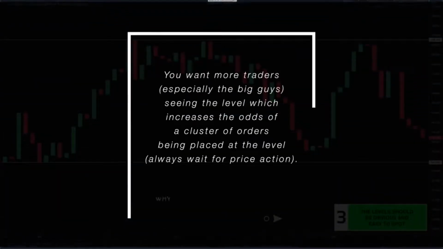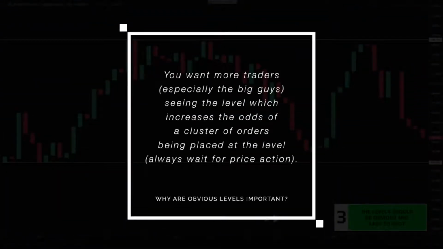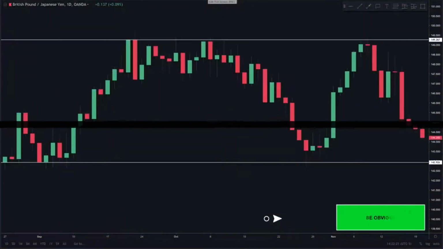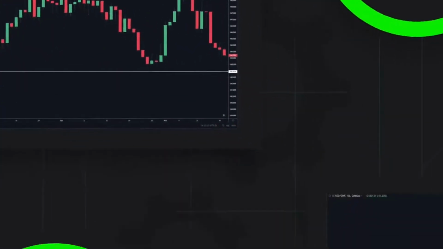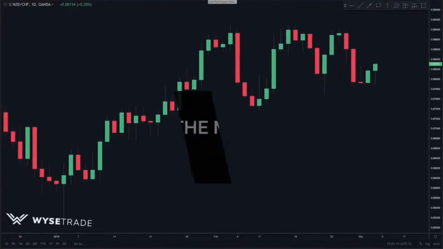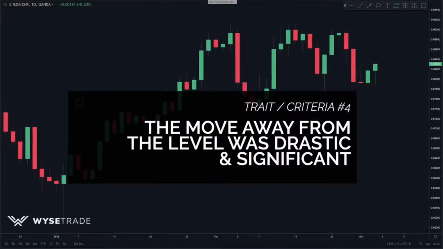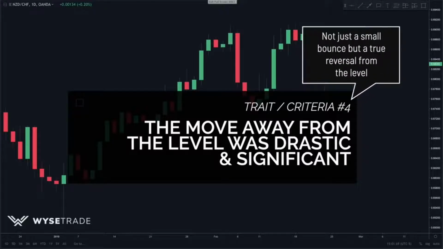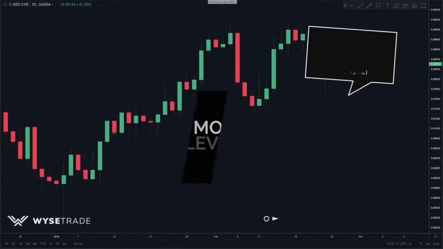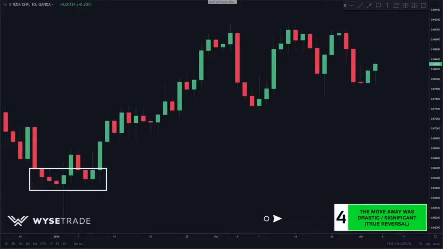So why is this important? The more obvious the level is, means that more traders will be eyeing the level, which increases the probability that traders will be taking action at these levels, as in closing or opening positions. Now to the next criteria. Trait number 4. The move away was drastic and significant, meaning not just a small bounce, but an actual reversal. As you can see down here, price moved away from this level drastically, so we have a level of support here.